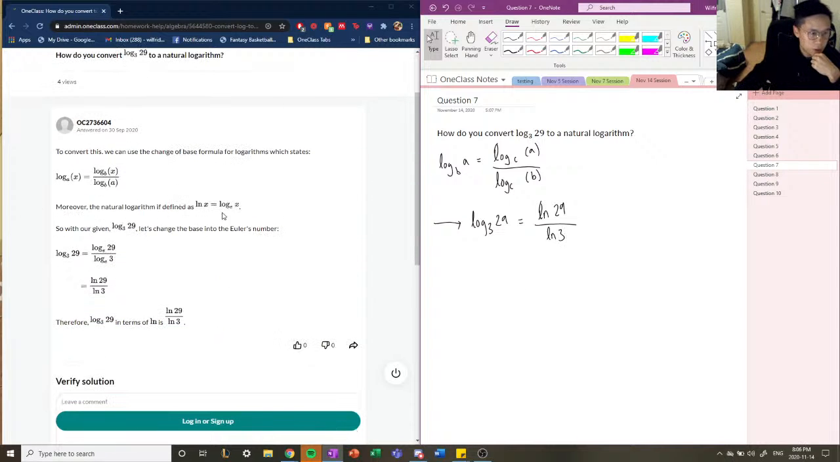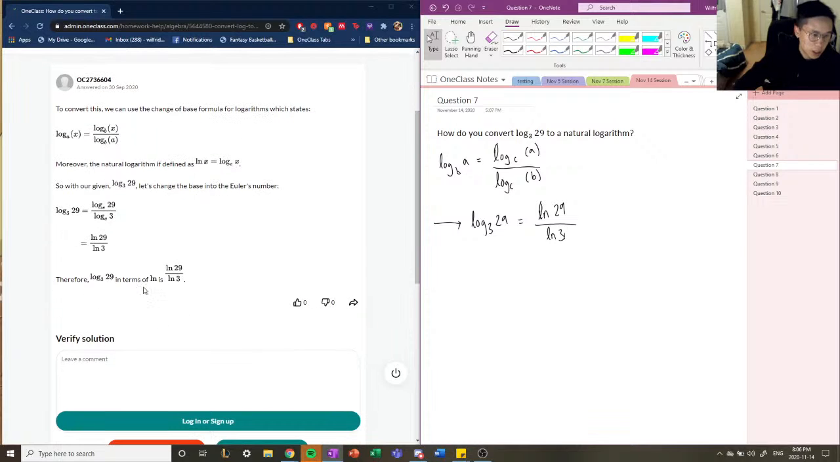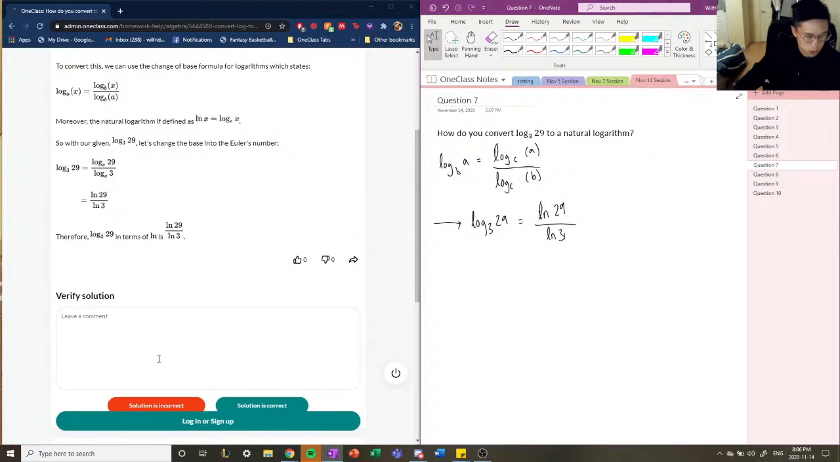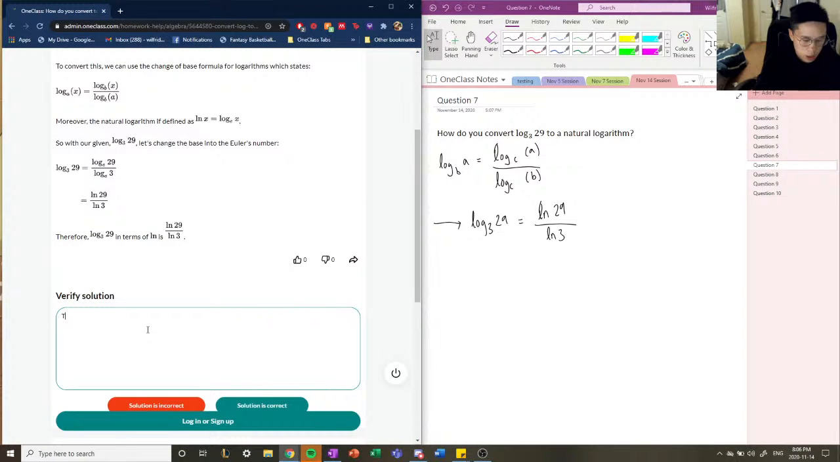So this is what the junior tutor wrote too. They used a change of base formula. They stated what the natural logarithm was, and then they used a change of base formula to calculate this term in terms of ln. So they did a base change. Okay, cool.